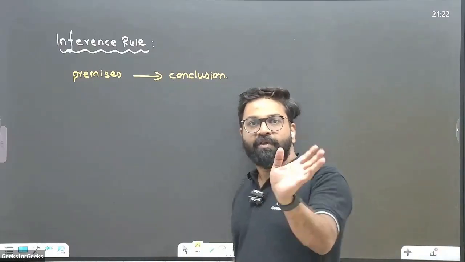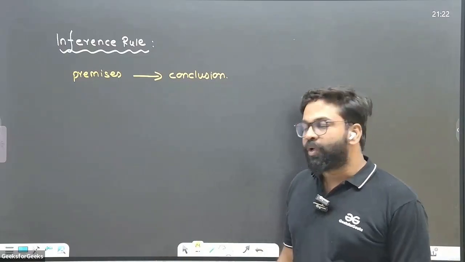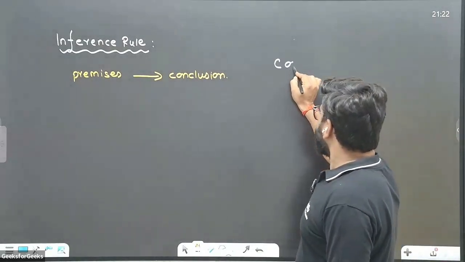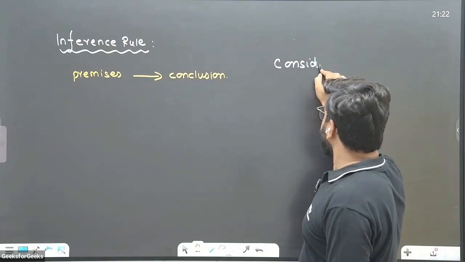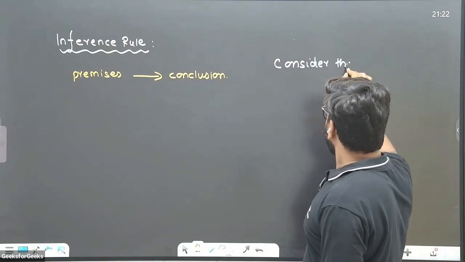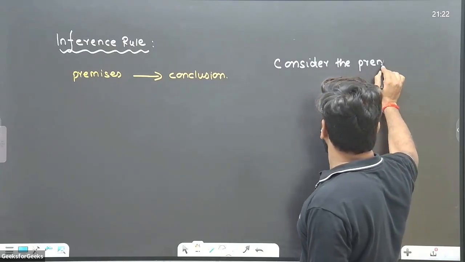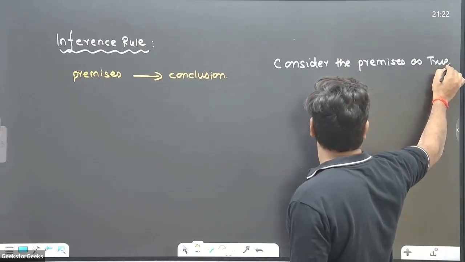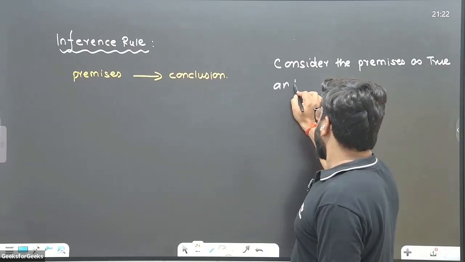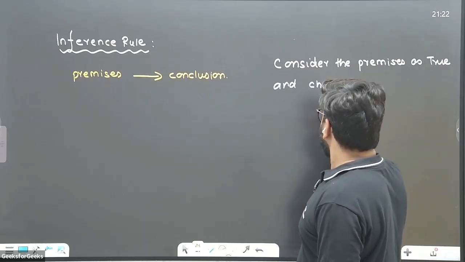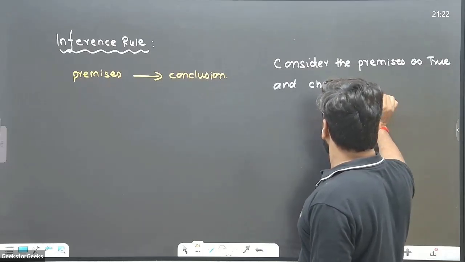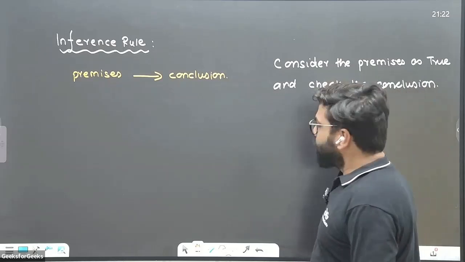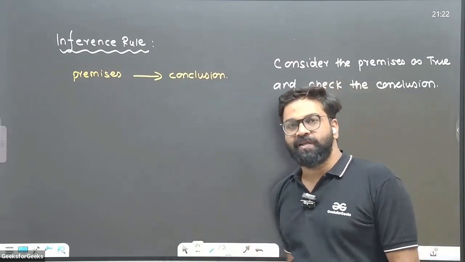So what exactly, sir, is the inference rule? The inference rule says to consider the premises as true and check the conclusion. So you have to consider your premises as true.